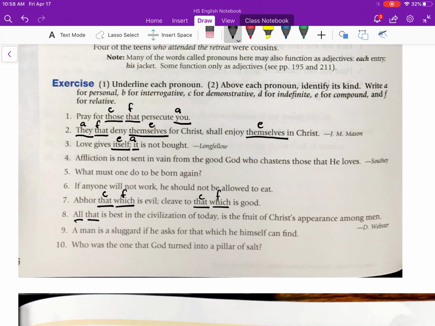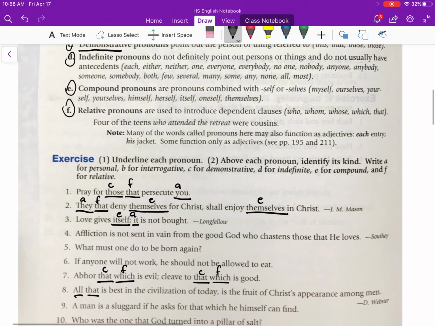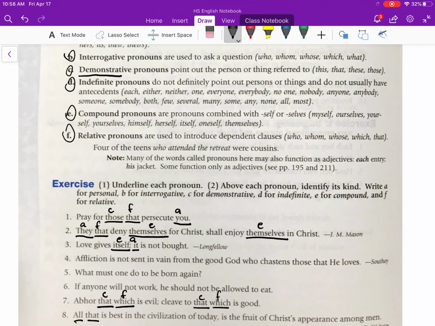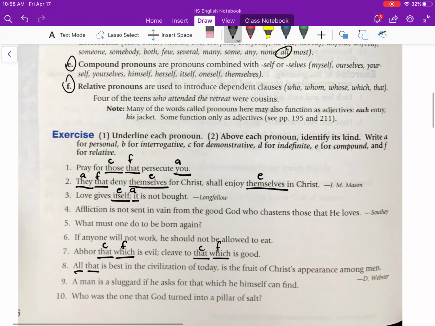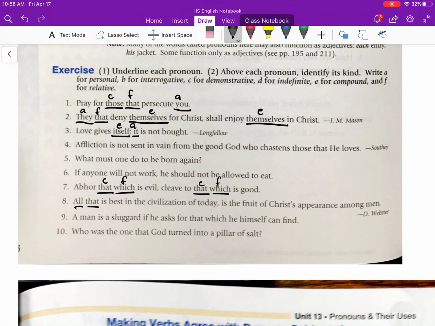Okay, so now let's jump down to number 8 and take a look at that one. In this case, the word all is easy to identify. It only exists as an indefinite pronoun right here. Some, many, none, all, most. So that's going to be labeled D. But then what about the word that in this case? Well, in this case, the word that is actually being used as a relative pronoun, and so it's going to be labeled F.